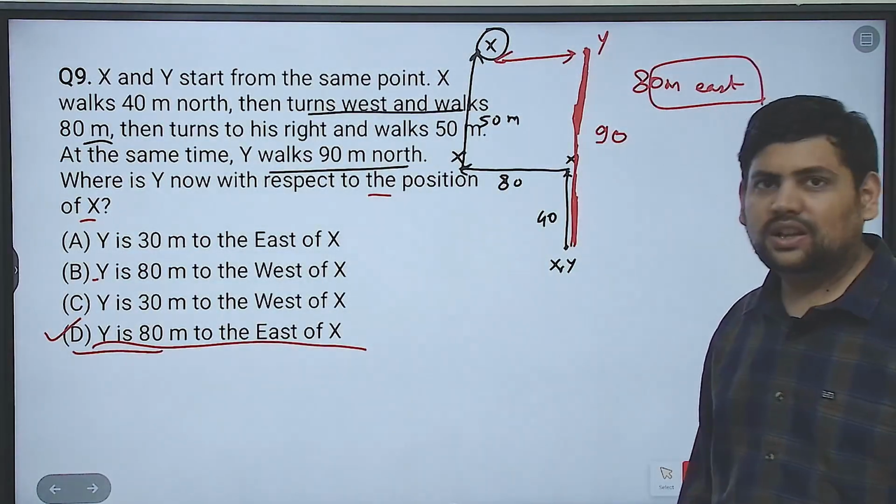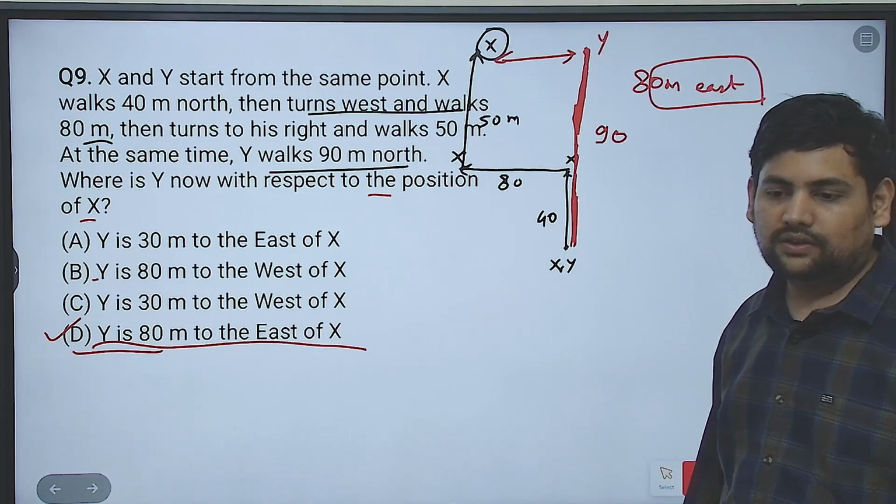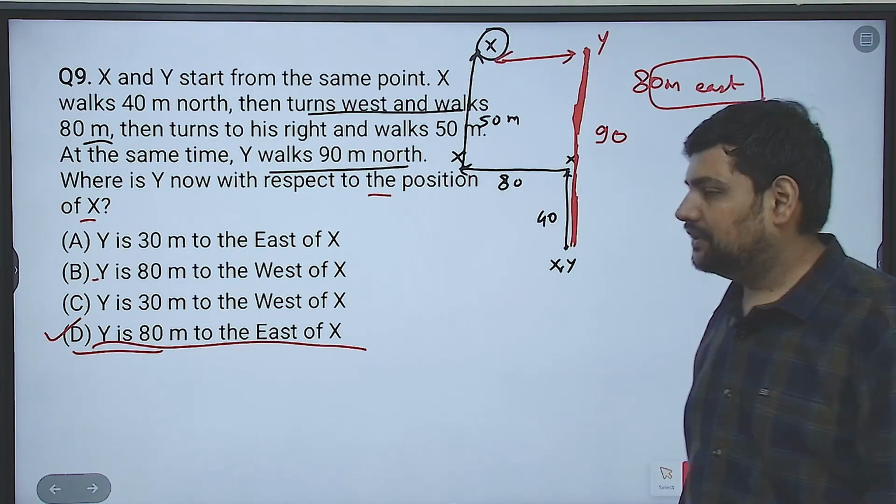So this is how you have to calculate distances and directions from initial to final. That's it for this. Thank you.